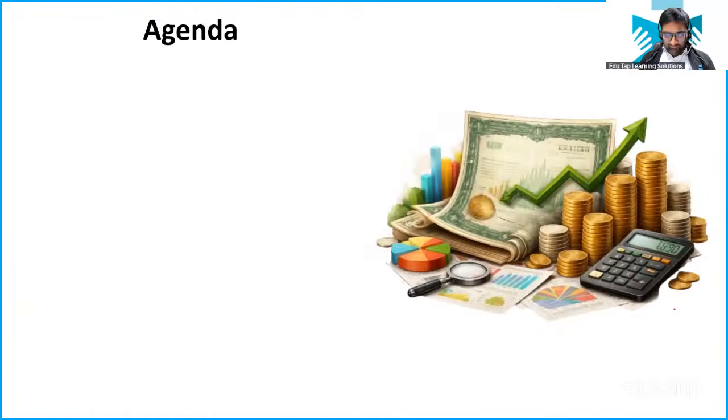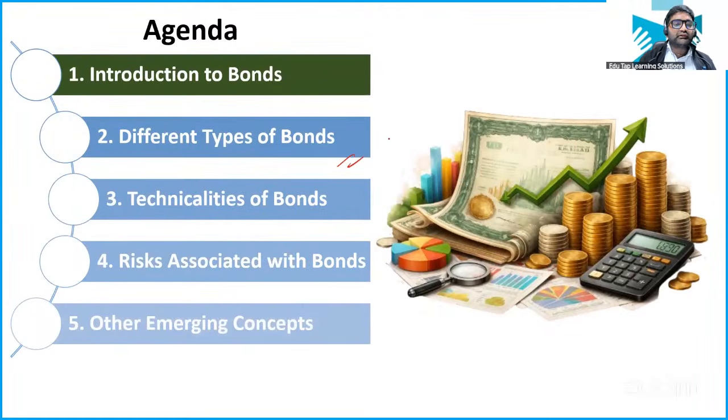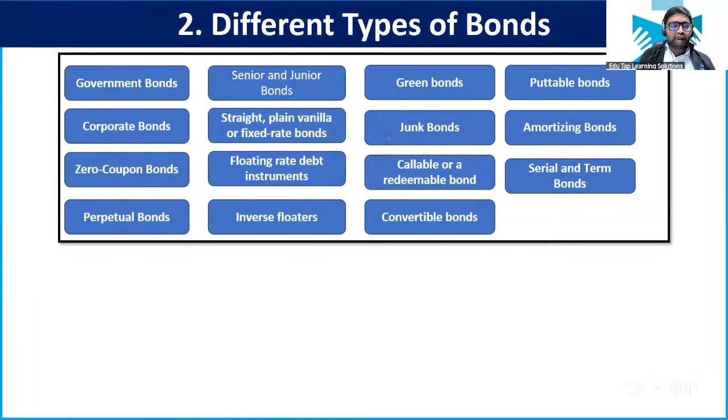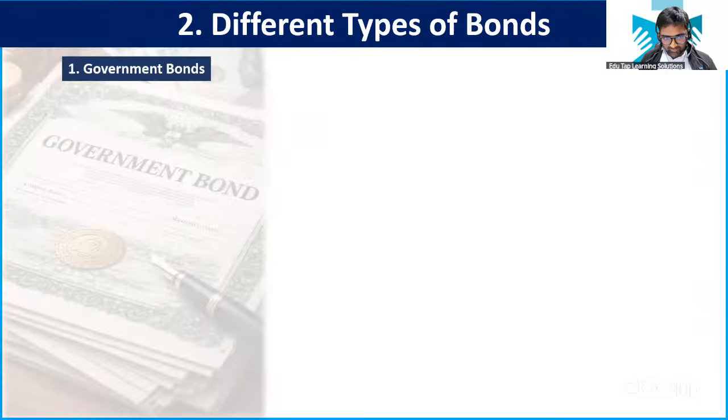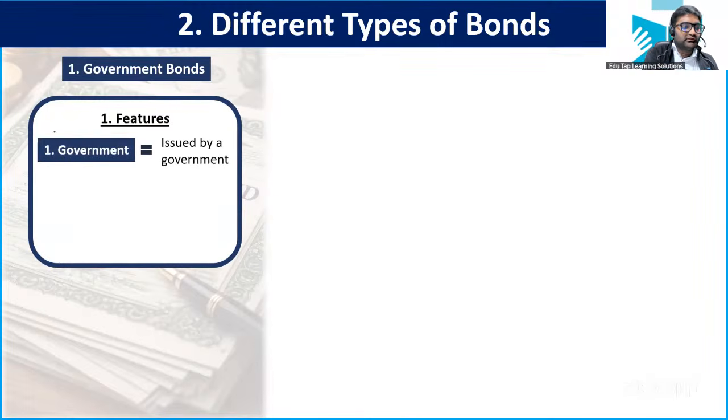Now moving ahead, we spoke about all of these things in the introduction. Now we need to move towards the different types of bonds. Quickly, we went through an overview of this. We will go deep into this and try to understand each type of bond. The first one is a government bond. Why do we call it a government bond? The name itself says the term government, it means that it is issued by the government.